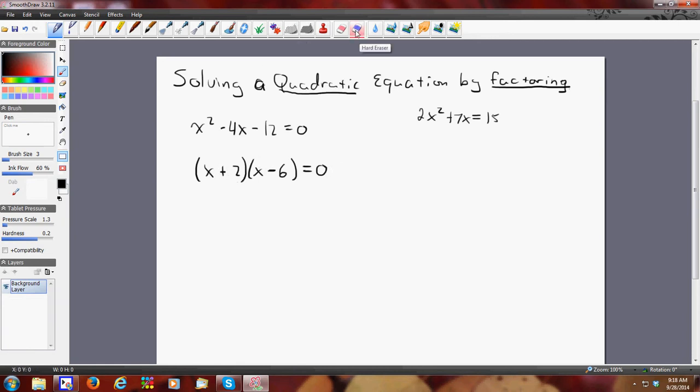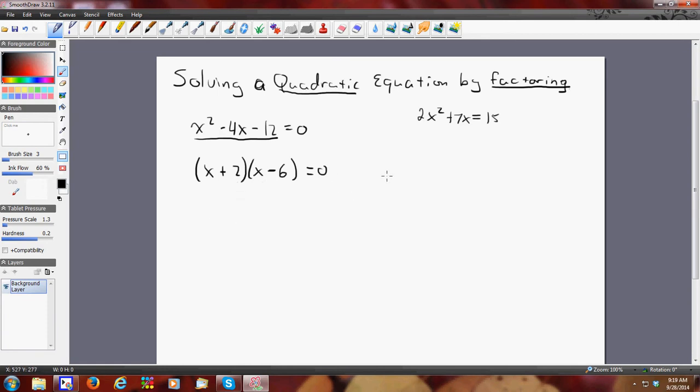If I get rid of this equals 0, all I've done is factor this trinomial. And this is kind of a key point. A lot of people, when they're asked to factor, will try solving it. You only solve when it's equal to 0. So now I have two terms that are being multiplied together.